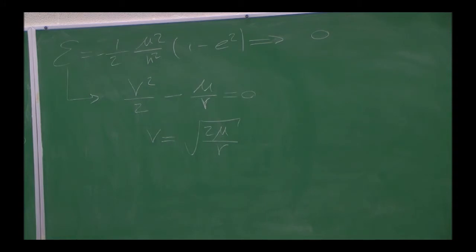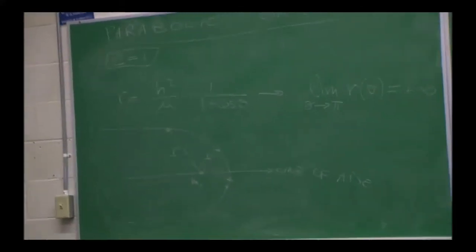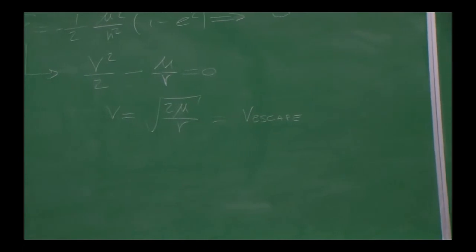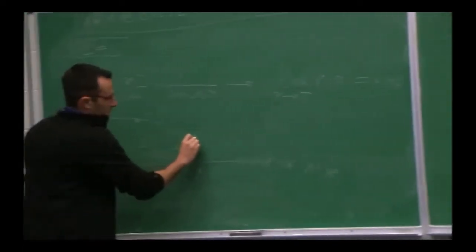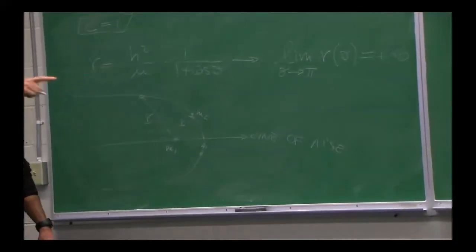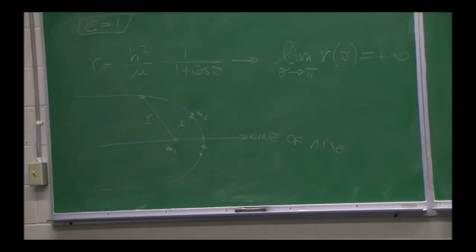And what happens when you go to infinity? It goes to 0, right? So this expression here has a name. This is called escape velocity, v escape, because this is the velocity that you need at a certain distance from the attracting planet. So here you have your spacecraft M2. If you are at some distance r and you have that velocity, it means that you are on a parabolic path and you are coasting to infinity eventually, and you will get there with 0 velocity.